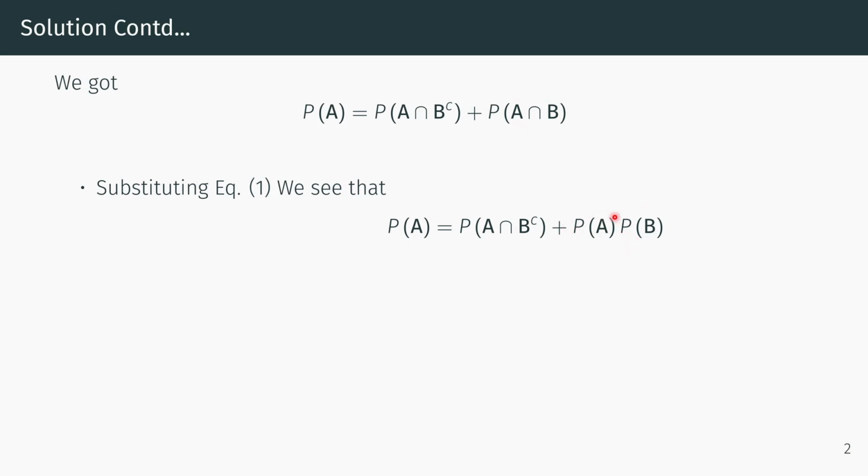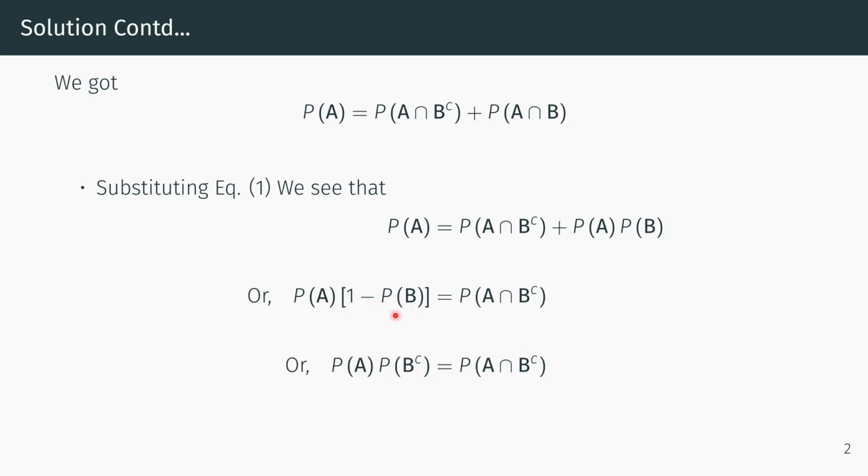Now let us bring probability of A times probability of B to the left hand side. So we get probability of A to be common, and that can be taken out, and we get finally 1 minus probability of B. But we already know that 1 minus probability of B is nothing but probability of B complement. So we get that the left hand side is probability of A times probability of B complement, which is equal to the right hand side, probability of A intersection B complement.